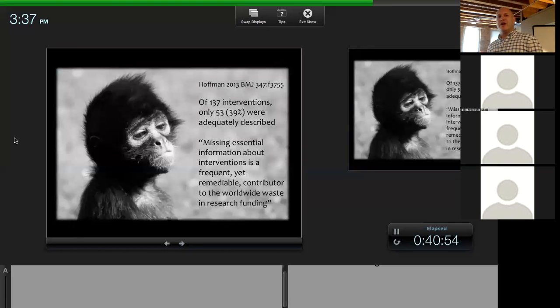Tammy Hoffmann is an Aussie researcher who did a systematic review of complex intervention studies and found that of 137, only 39% were adequately described. They made the comment that missing essential information about interventions is a frequent yet remediable contributor to the worldwide waste in research funding. If all you've got is a 3-sentence description of what went on for something like CBT, that intervention's a black box. It's just a label. Trying to improve the depth and quality of reporting around complex interventions is one of the big challenges, but I think it is improving.